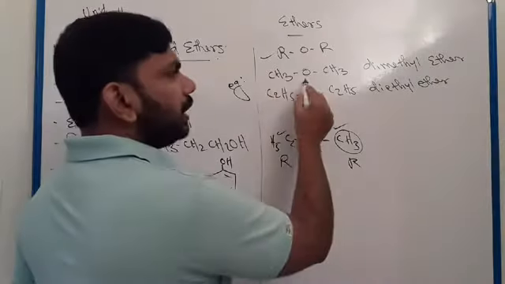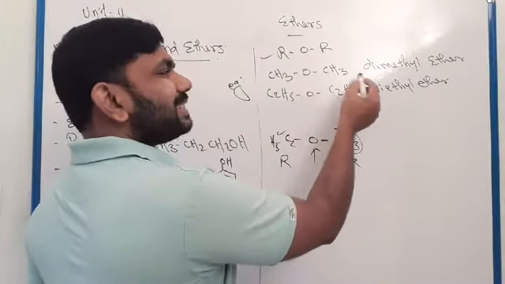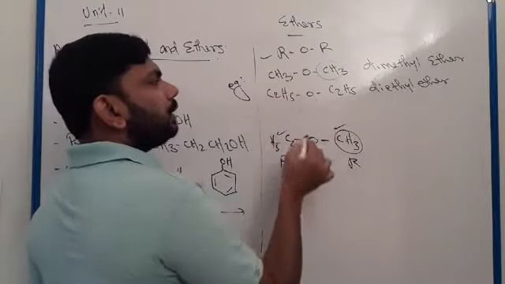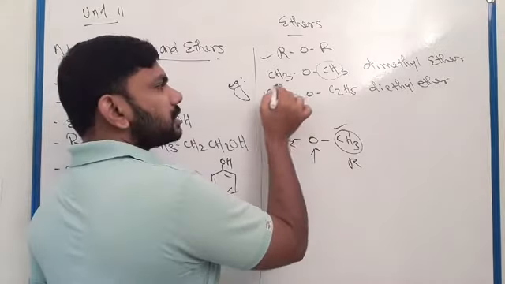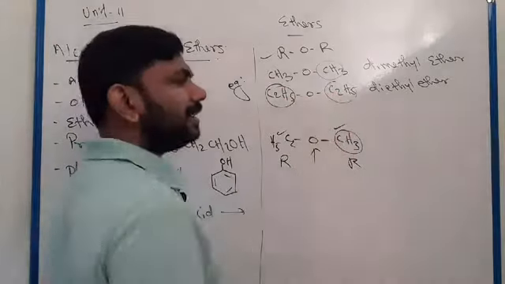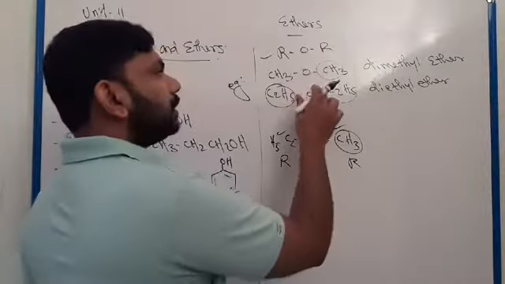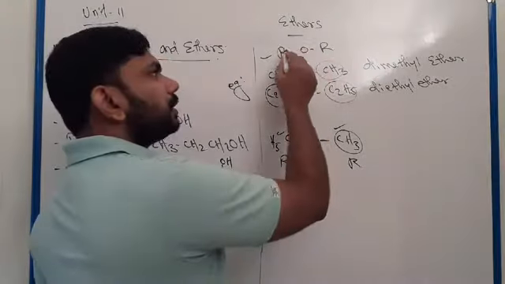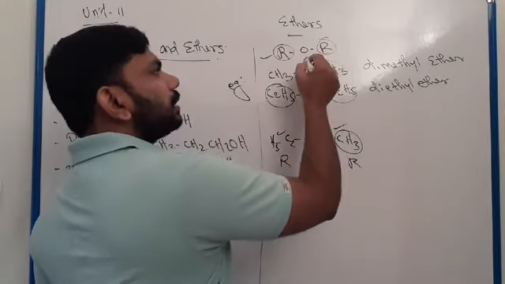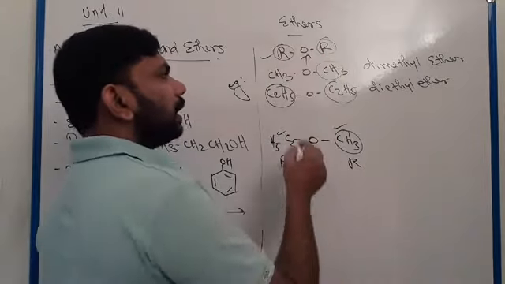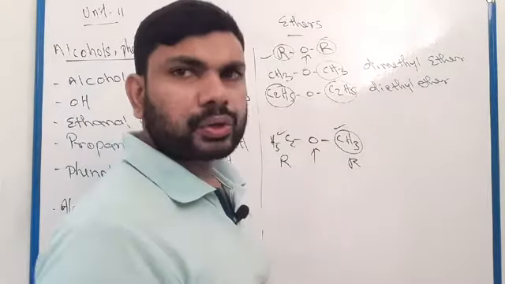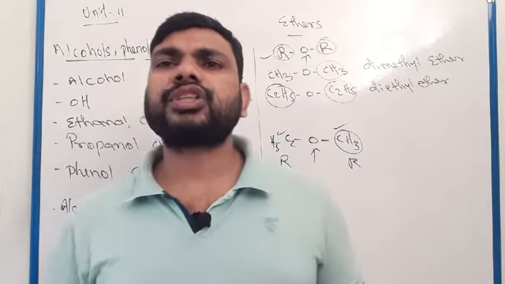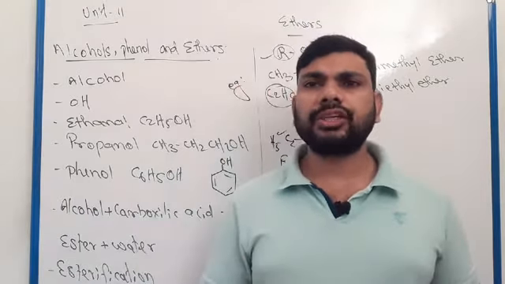Here CH3OCH3 is dimethyl ether, with two CH3 groups. This is diethyl ether. These are examples for ether. So this is the functional group of ether: alkyl groups with oxygen in the middle. Clear? So here we discussed some general introduction for alcohol, phenol and ether.